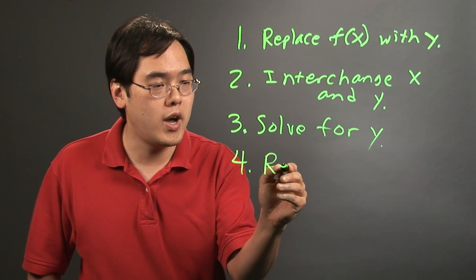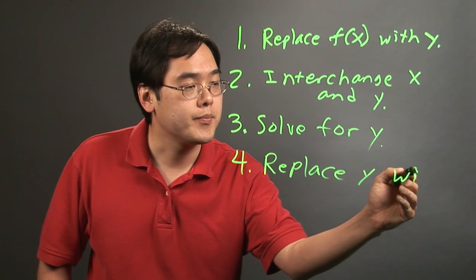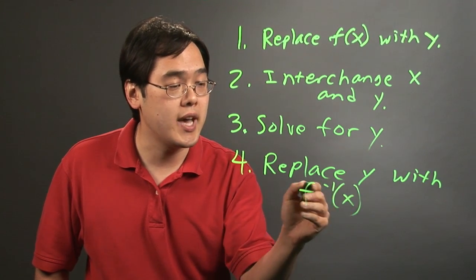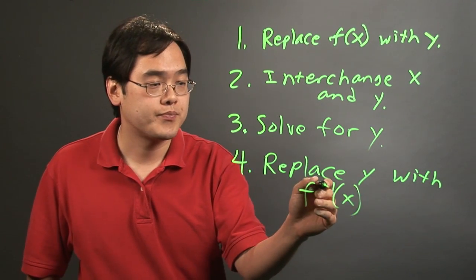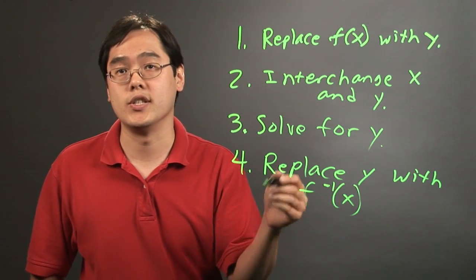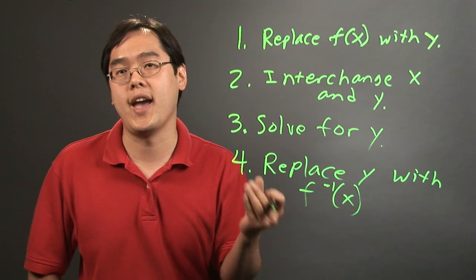And then, once you solve for y, it's another cosmetic step. Replace y with the inverse function notation. It's f to the negative 1 of x. Now, you're not raising a function to the negative 1 power, but it looks like the negative 1 is the superscript. So you're replacing y with the inverse function notation, which is f inverse of x.